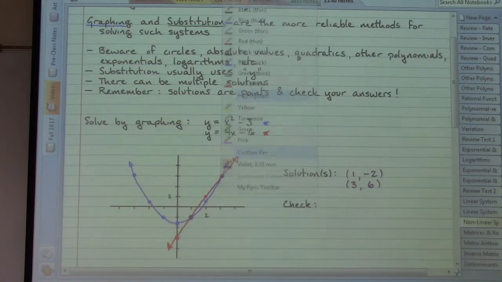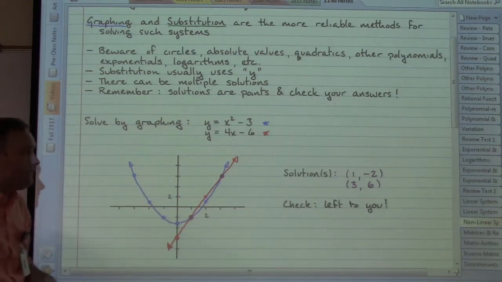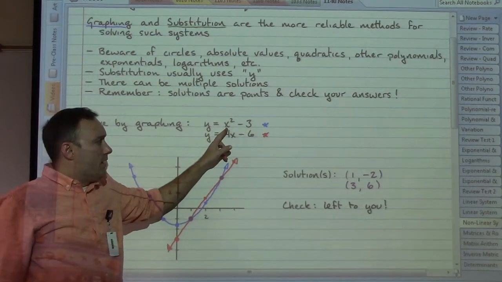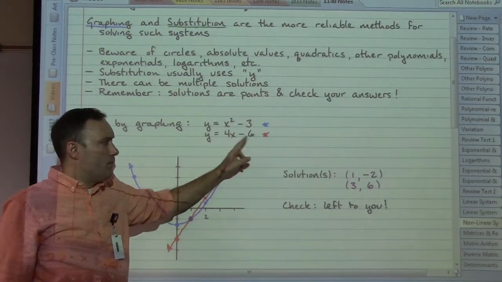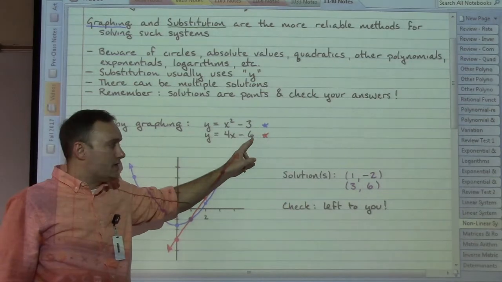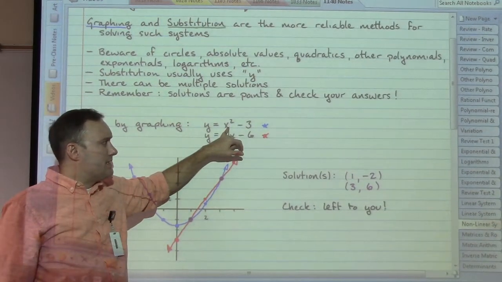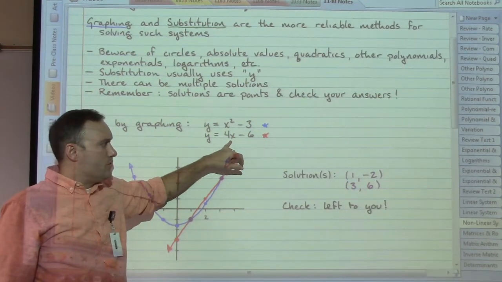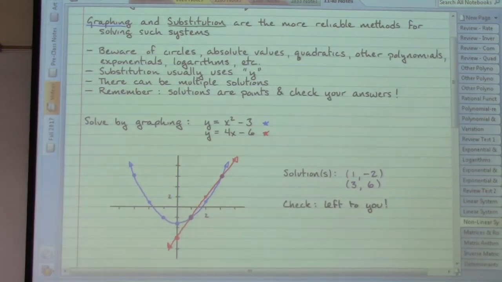So if we go through the process of checking those in our equations, and we'll talk it through real quick, but I'll leave it to you to actually write stuff down if you'd like. 1 squared minus 3 equals negative 2. 4 times 1 is 4, minus 6 equals negative 2. That checks out. 3, 6. 3 squared is 9, minus 3 is 6. 4 times 3 is 12, minus 6 is 6. So they both, in fact, check out.